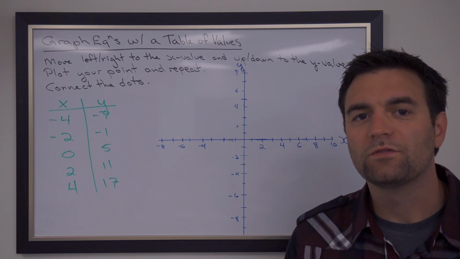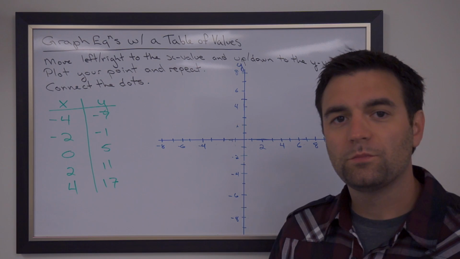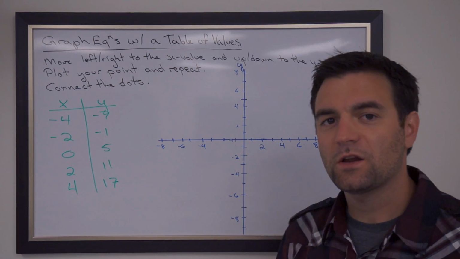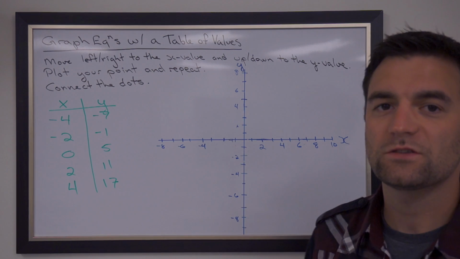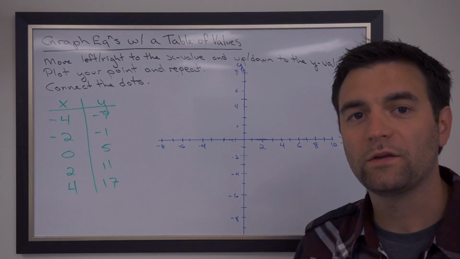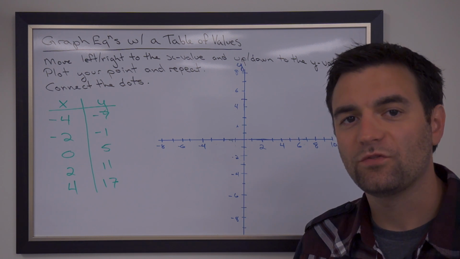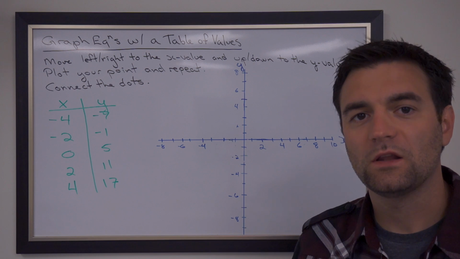Graphing equations with tables of values. It's sort of like playing Battleship. We're going to take our points in our t-chart and we're going to plot them on the graph, moving left, right to your x value and up, down to your y value. We'll plot our point then and repeat until we've gone through all the points that we can fit onto the graph. Then we connect all the dots to make a line or a curve.